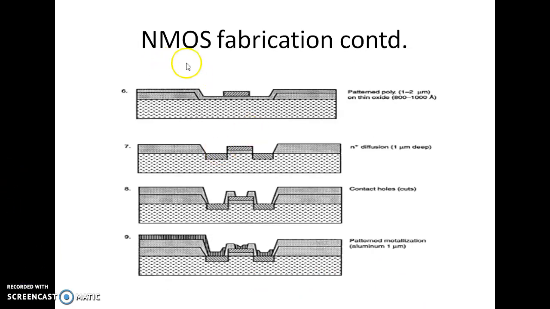Then deposition of the polysilicon. Polysilicon is a material used for forming the gate. Previously people used metal for gate formation. This is a metal oxide semiconductor: metal is used for forming the gate, oxide is a thin oxide layer beneath the gate, then semiconductor is the material used for forming the source and drain.